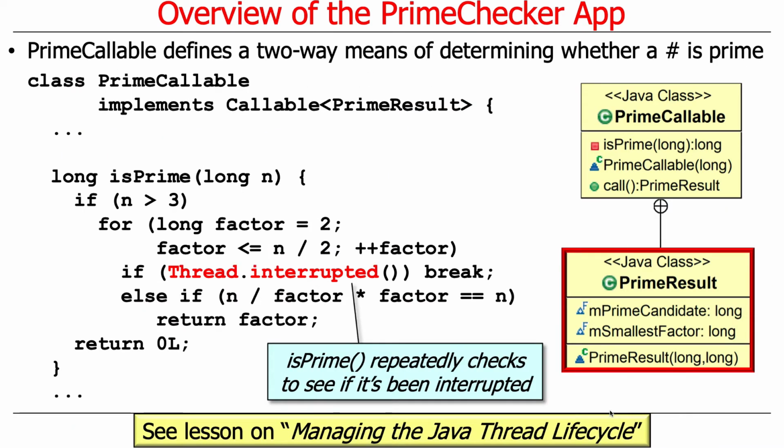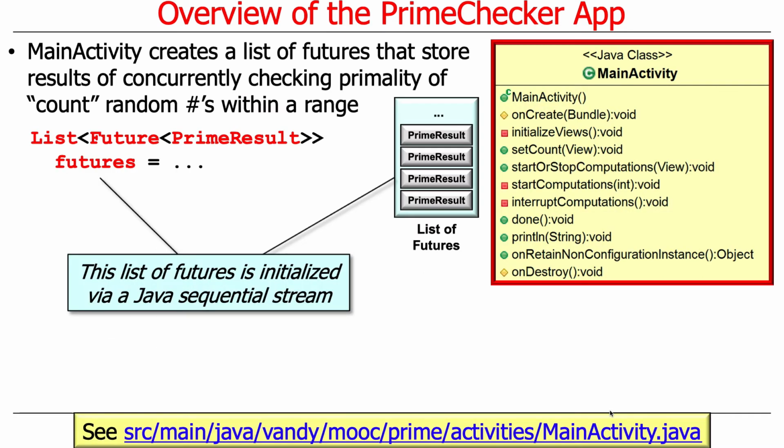Okay, so that's basically what's going on in the background in one or more pool threads that are doing the computations on all the prime candidates. Now let's take a look at what else is going to happen here when we kick things off from the user interface thread. So what's going to happen here is we're going to create a list of futures that will ultimately be used to store the results of concurrently checking the primality of a bunch of random numbers within a certain range, where the range will have duplicates.